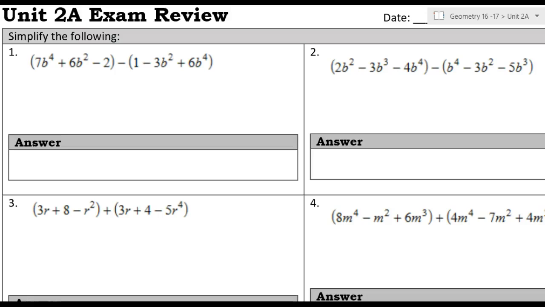Okay, so this video is for Geometry Unit 2A exam review. I'm not going to do every single problem on this review. I am going to do one of each type at least. So in this video, I'm going to be going over numbers 1 and 3 because they're both combining, but one's addition and one's subtraction.